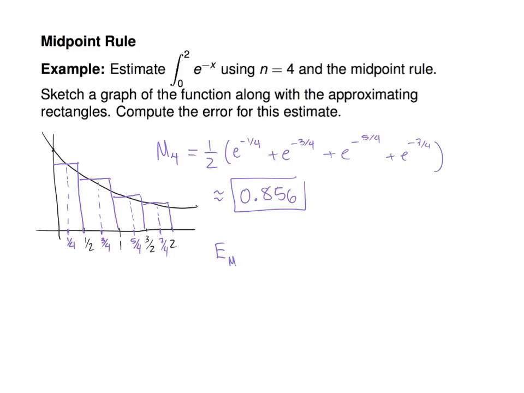So just to distinguish between the errors of different things, let's call them E sub M for error midpoint. Does that make sense? The first one in example 1 should have been E sub L. Next one, E sub R. Does that make sense? Okay. So E sub M will be the actual minus the estimate, or 1 minus 1 over e squared minus 0.856, which is so much better. It's approximately 0.009.